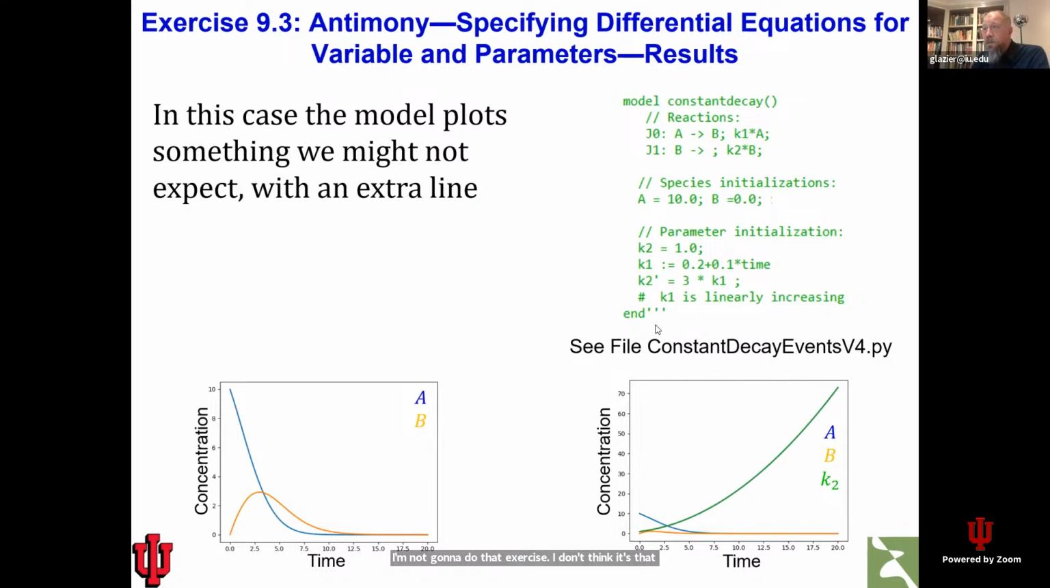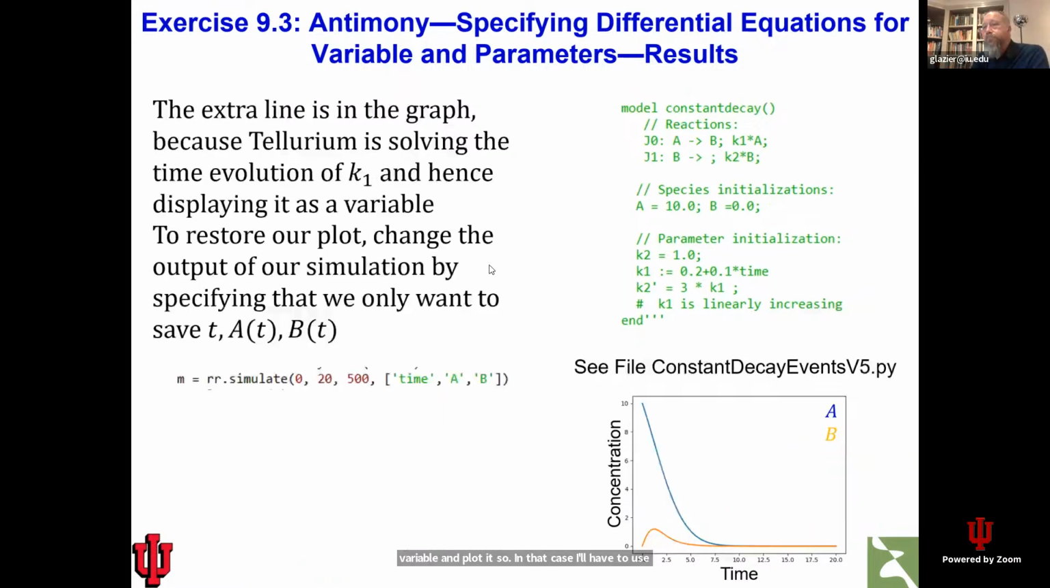If I run the simulation as a whole without specifying which things I want to output and use t.plot, r.plot, I'll get extra lines. If I specify K1 colon equals, it will treat K1 as a variable and plot it. If I set K2 prime equals something, it'll treat it as a variable and plot it. So in that case, I'll have to use the column selection to get what I want, which you already were doing in your code.